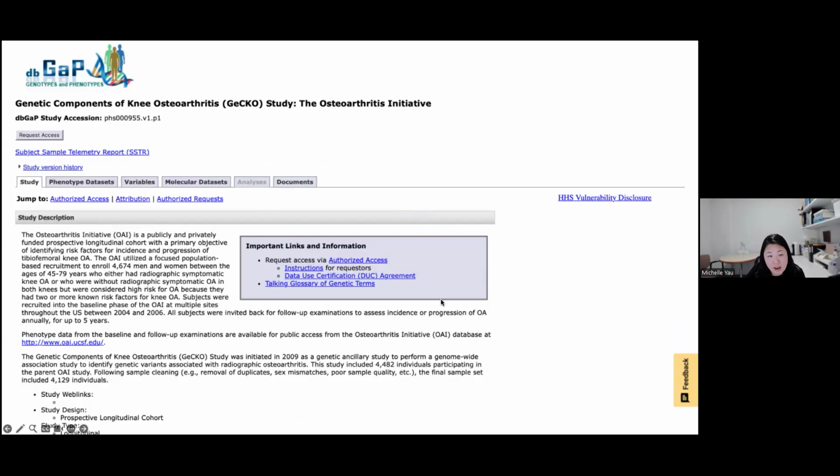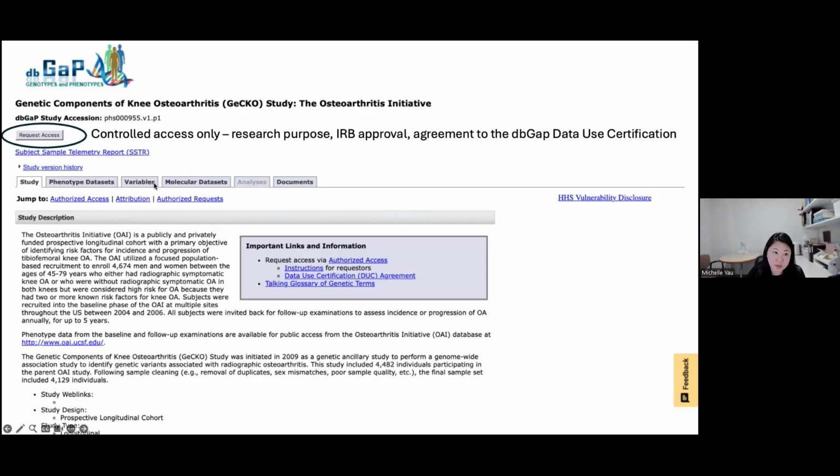But these data have been deposited into dbGaP, and you'll see that you can request access for these data. And there's a description here about the data, and note that this is controlled access only. And so you have to meet certain requirements in order to receive the data. So the data access committee reviews your application.